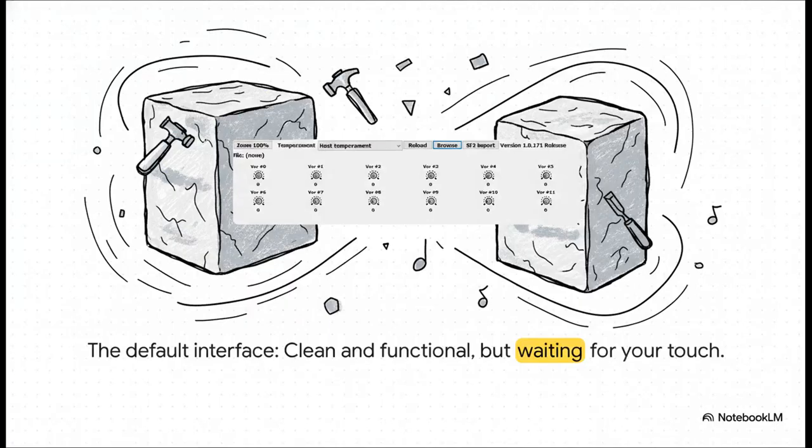Okay, so when you first fire up Crescendo, this is what you see. It's clean, yeah? It's functional. You've got this grid of knobs all ready to go. But I want you to think of this less as a finished product and more like a starting point. It's like a block of marble just waiting for you to come in and start sculpting.